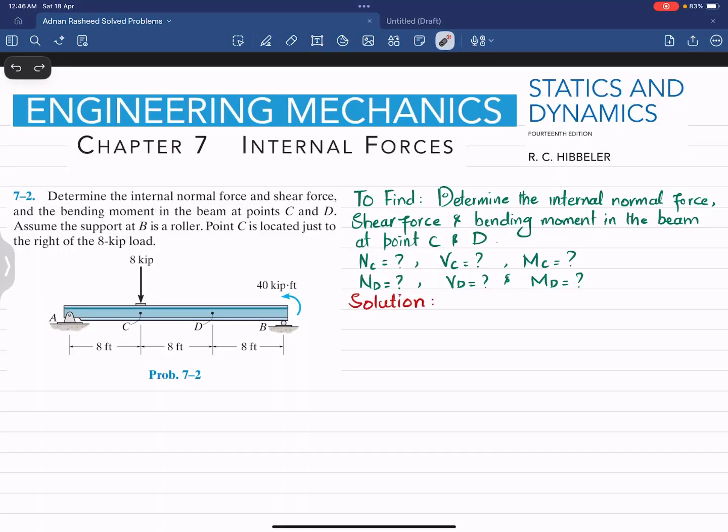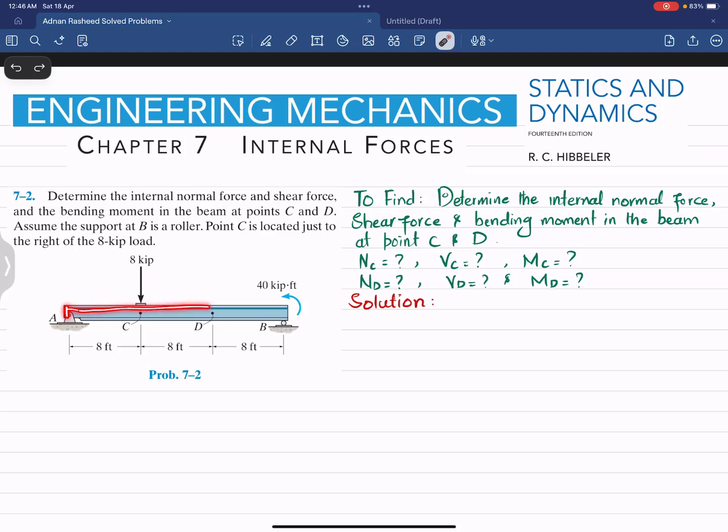Welcome back. Problem 7-2. This problem is taken from chapter number 7, Internal Forces, and the book name is Statics and Dynamics by R.C. Hibbeler, 14th edition. So the statement is: determine the internal normal force and shear force and bending moment in the beam at points C and D. Assume the support at B is a roller. Point C is located just to the right of the 8 kips load.